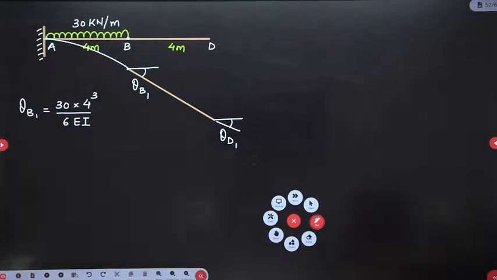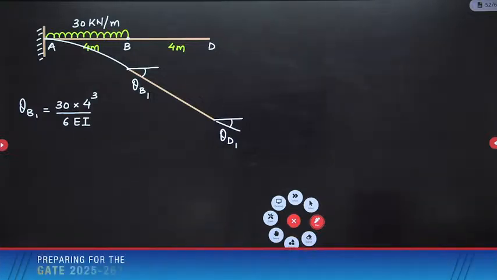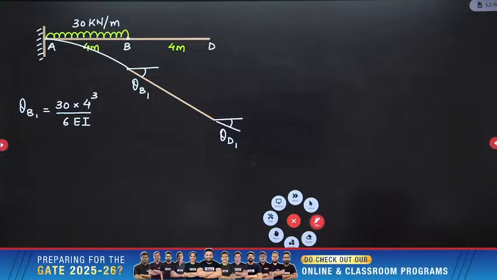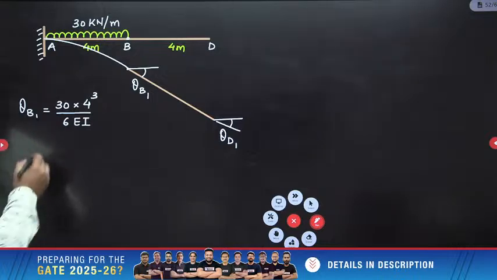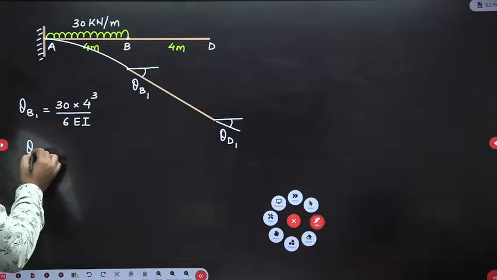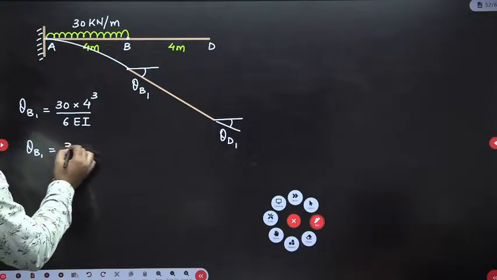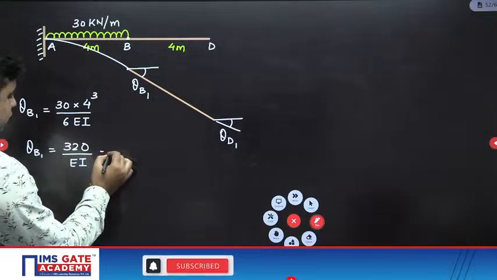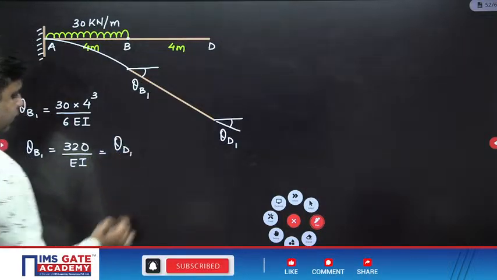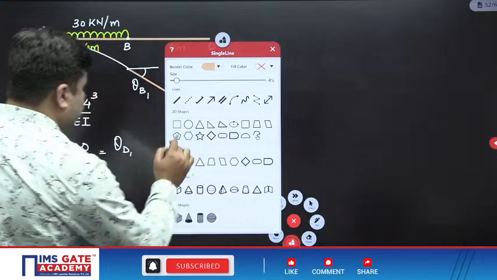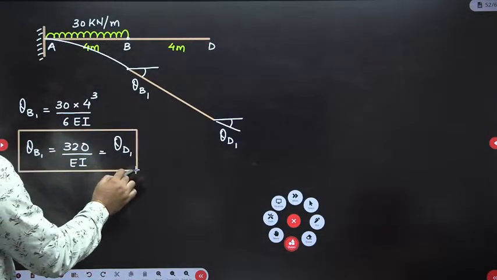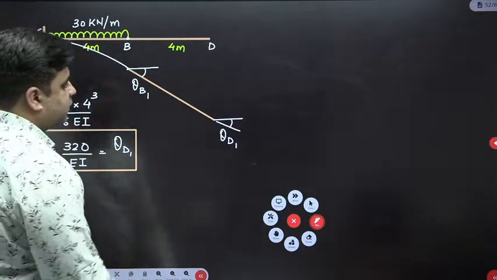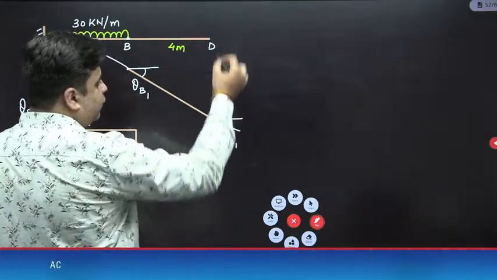So 30 into 4 cube by 6 EI. So this will be 4 cube into 5. So this will be 320 by EI. So theta B1 is 320 by EI, and that is also equal to theta D1. Since it's a clockwise slope, I have taken this as positive. Theta D1 I got.